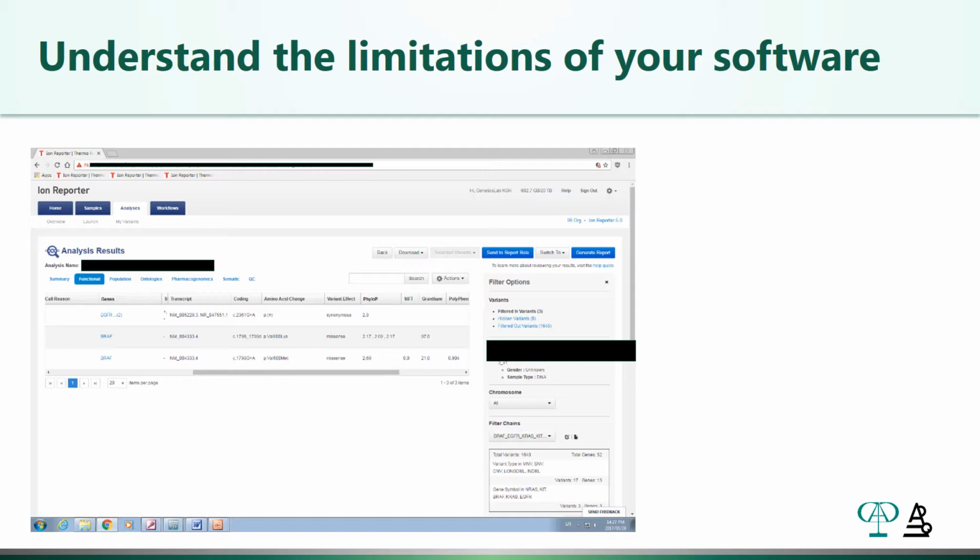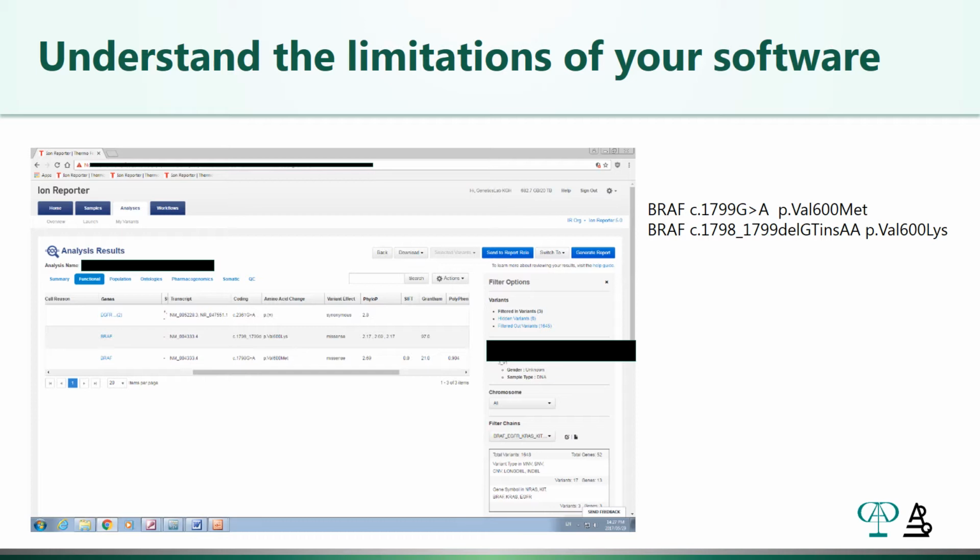So understand the limitations of your software. Unfortunately this doesn't capture particularly well, but here is an example of an assay. This was actually a melanoma sample, and what you can't see easily, but I'll just bring it up on the side, is that there were 2 BRAF mutations that were called in this sample, and that's what these lines are here.